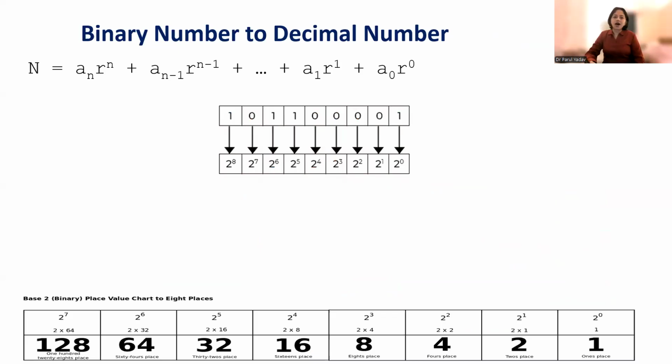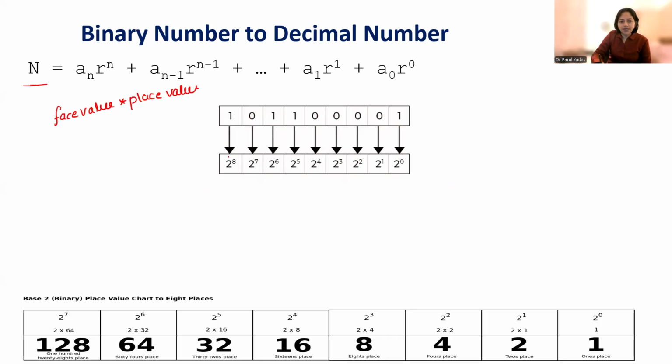Now let's talk about how to convert a binary number into a decimal number. So the logic is the same. We will apply this equation and we will get the output. Before this, we know that we will multiply face value and place value, right? And then we will just add all the digits. So suppose the number is 1011000001. This is a number in binary. We need to convert it into decimal.